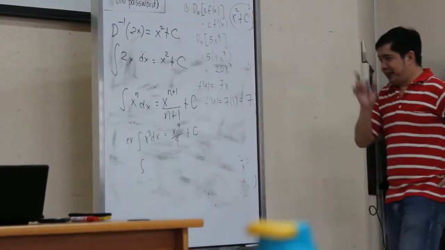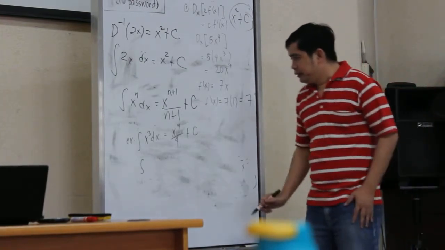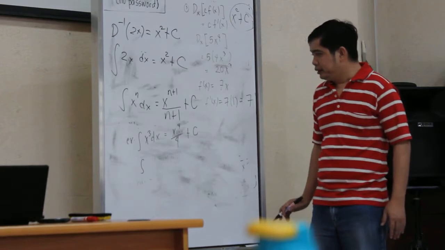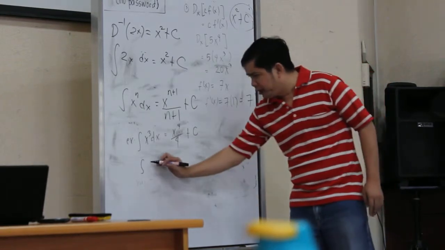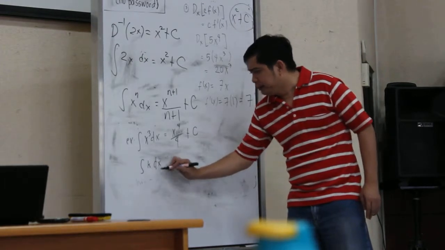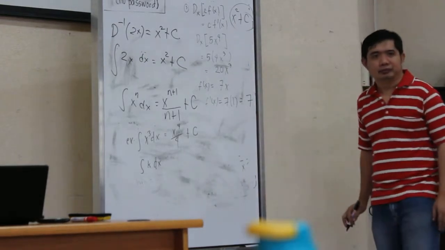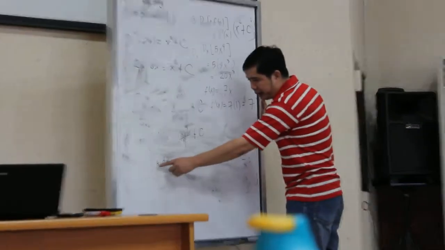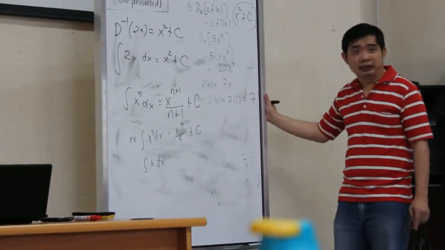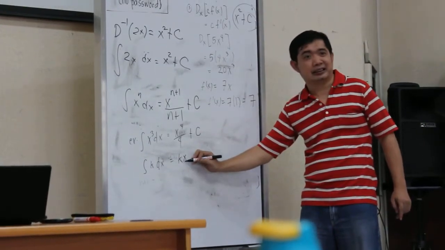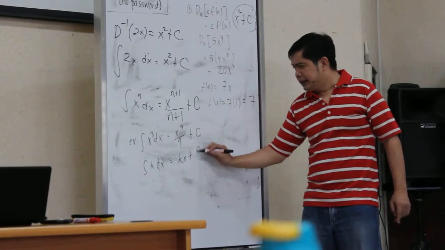Okay. Now, what about if I have a constant? Let me use a different variable. If I have a constant that I'm trying to integrate. So, the variable is x, but what I have is a constant a. What would be the antiderivative? The antiderivative is going to be ax plus c.